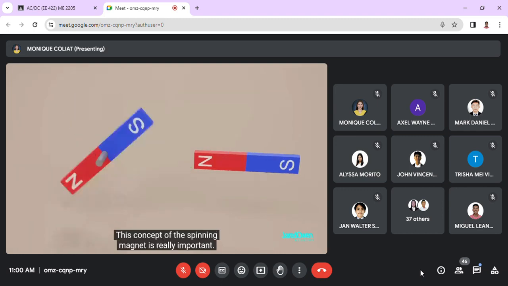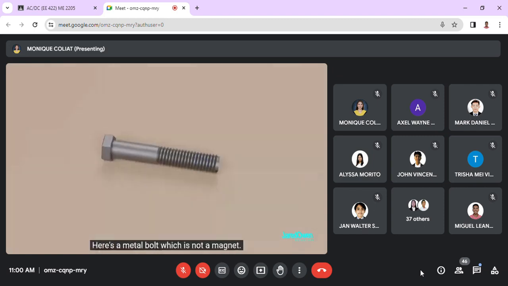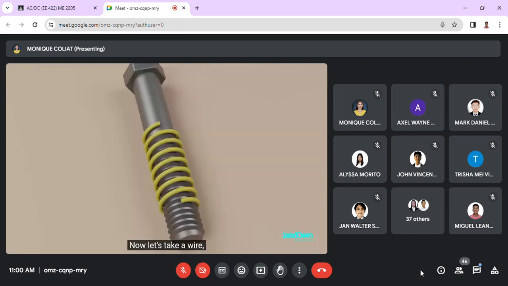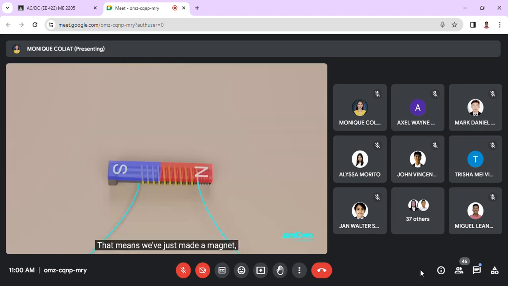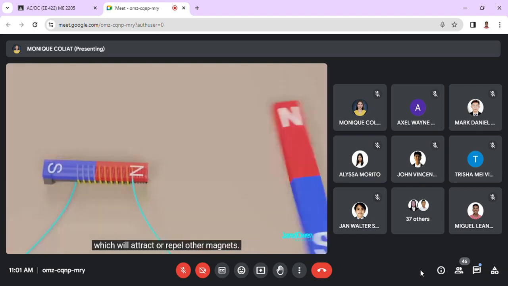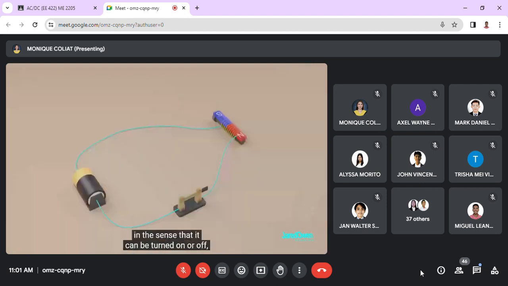Here's a metal bolt which is not a magnet. It's made up of magnetic domains, but they are pointing in random directions. Now let's take a wire, wrap it around several times, and then create a circuit. The current through the wires forces the magnetic domains to line up. That means we've just made a magnet, or more specifically, an electromagnet. It can do the same things that a permanent magnet can. It can pick up pieces of metal, and it has a north and a south pole which will attract or repel other magnets. But the electromagnet is special, in the sense that it can be turned on or off, just like a light bulb. You can't do that with a permanent magnet.